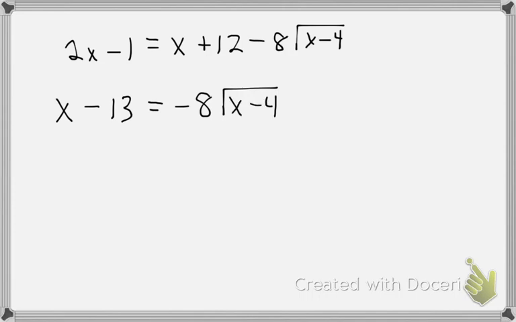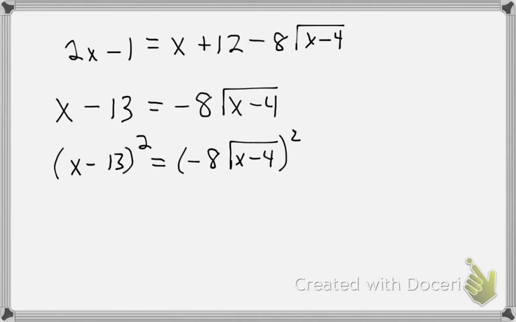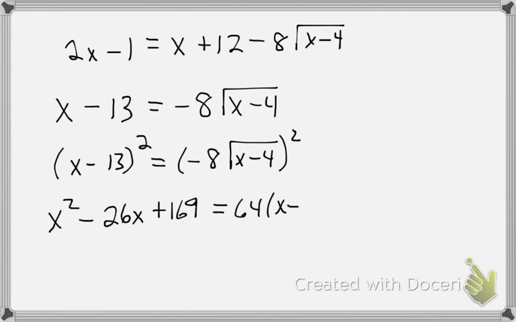Square both sides. All right. You're trigger happy over there. We will square both sides at this point. There wasn't anything common across the equation. So we will just go ahead and square both sides. So what happens? x squared minus 26x plus 169, since I actually just showed you that square a minute ago. Equals 64 times x minus 4.